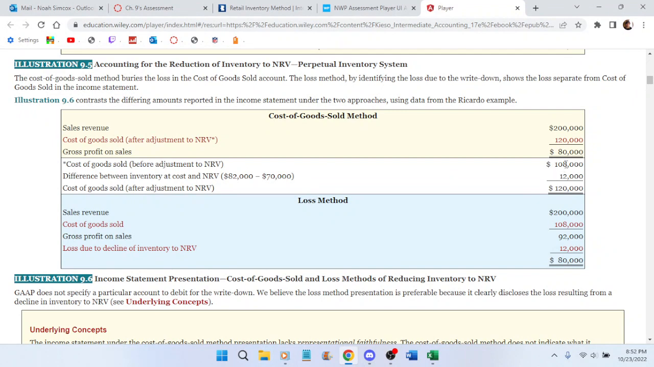Okay, so what you do is cost of goods sold before adjustment, difference between the inventory at cost and the NRV. So inventory at cost and NRV, that's the difference. Subtract that from the cost of goods sold to get the cost of goods sold. I think maybe that's the thing I was missing on that one other assessment or something.